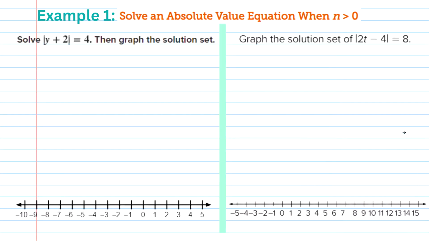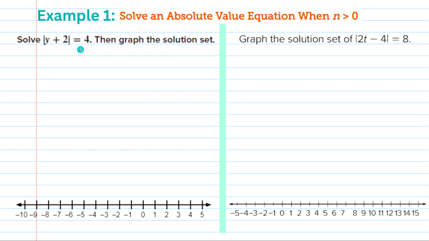In this one, it says we're going to solve an absolute value equation when n is greater than 0. So n is what they're referring to on the right-hand side of the equal sign. It's that number that's all by itself. All of these are positive values on the right-hand side of the equal sign. We're going to see what happens when that's not the case in the next example.